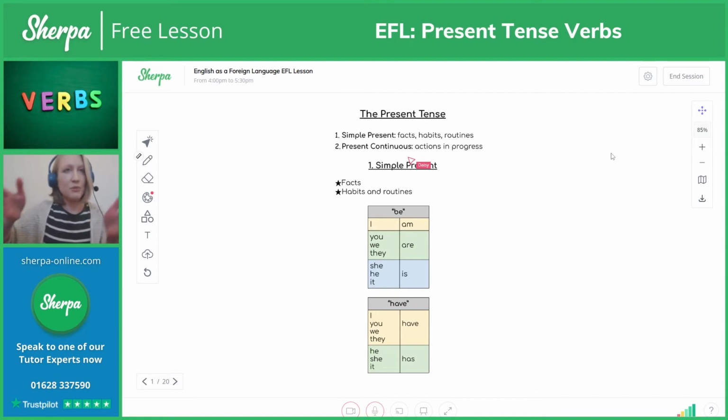So I've switched to my other larger screen. So if I'm kind of looking up, that's why.